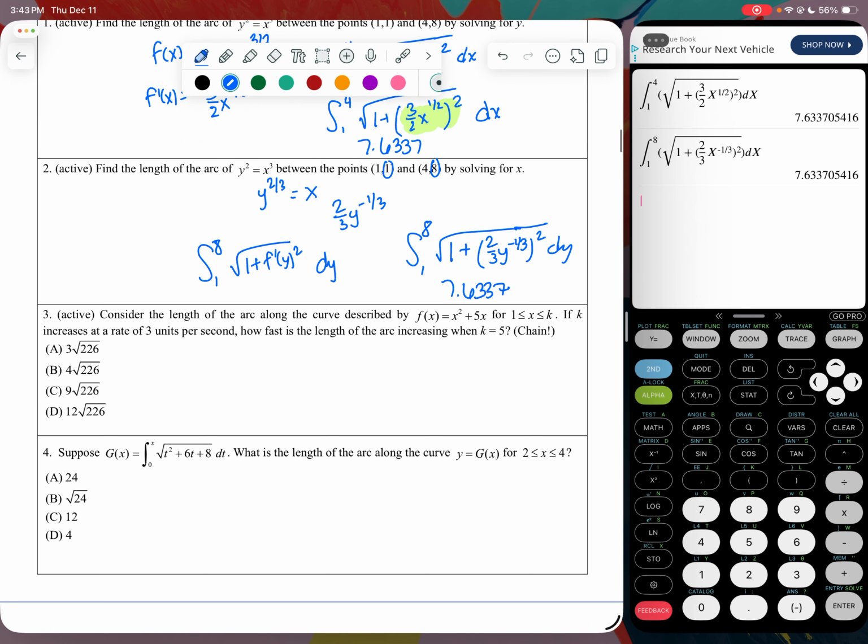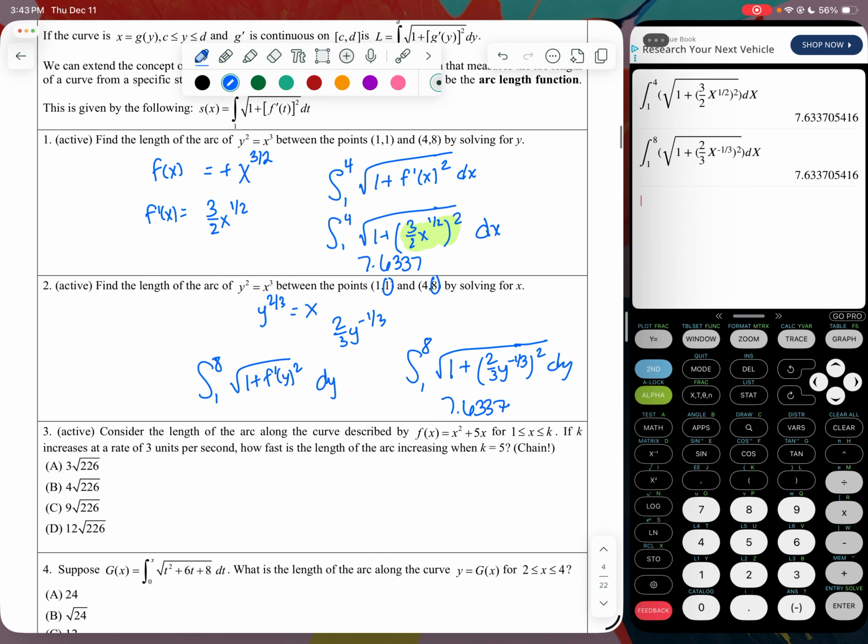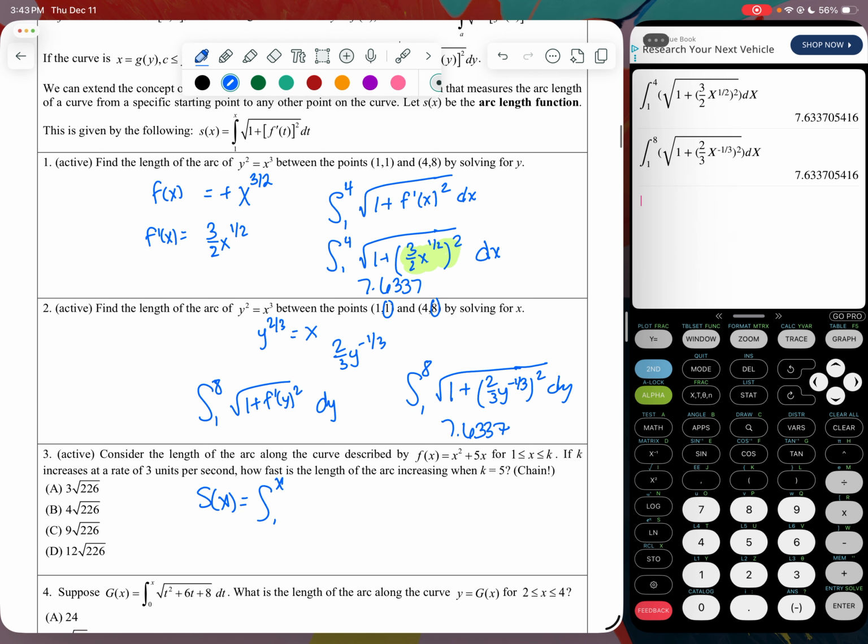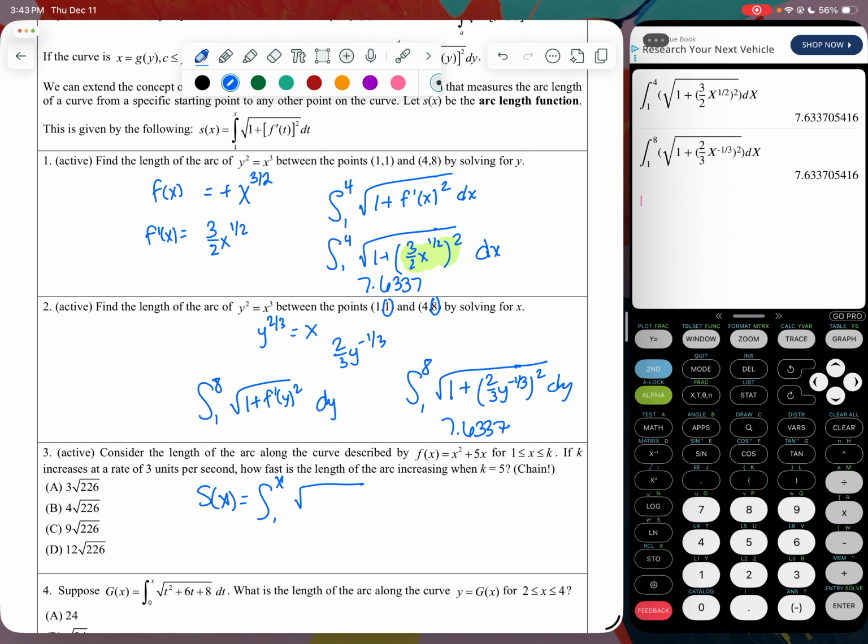We know that the arc length formula is just s of x is equal to the integral from 1 to x of the square root of 1 plus, let's see, that's 2t plus 5, squared, dt.